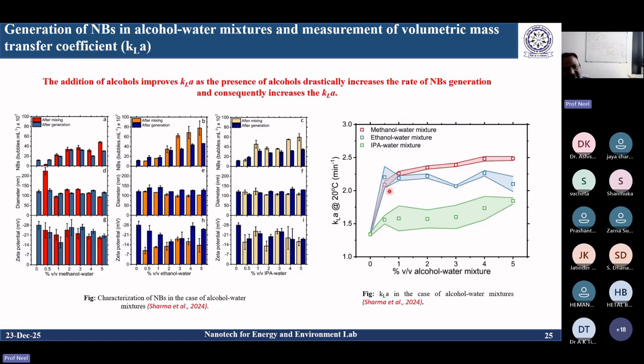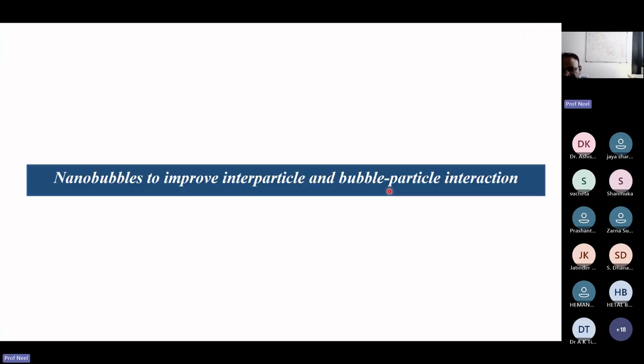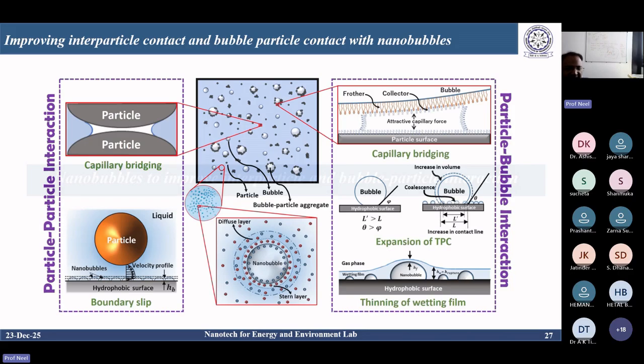So it depends on the percentage volume by volume ratio of alcohol and water. If you are increasing the alcohol content, the mass transfer rate has been seen to increase in the case of methanol water mixture. We have also seen that the interparticle bridging, or we can say the interparticle contact, has been seen to increase in the case of nanobubbles.